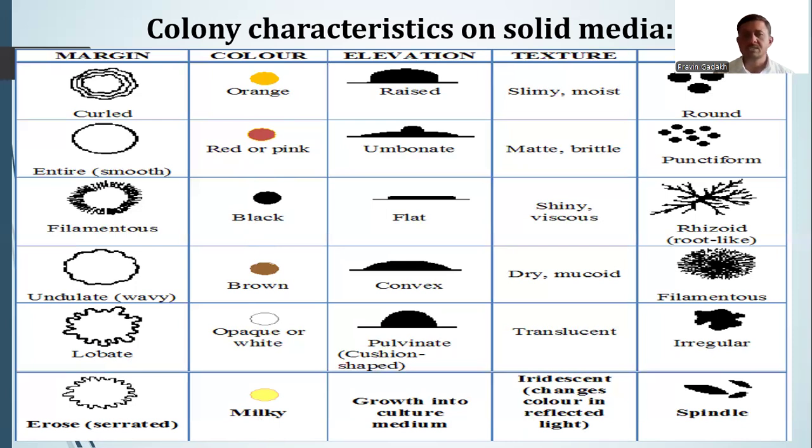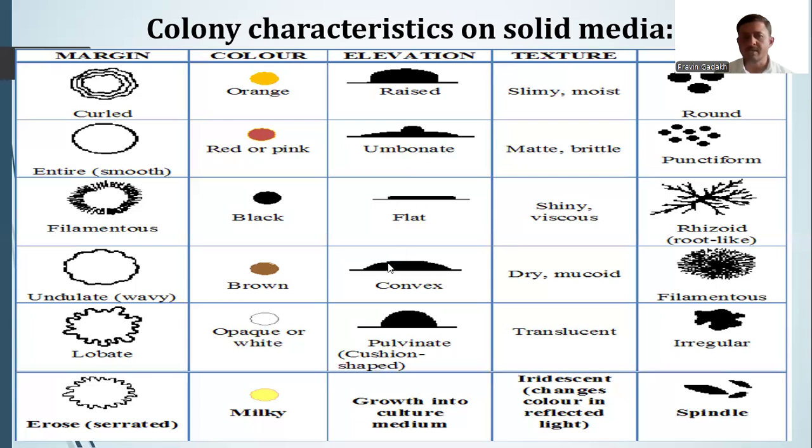When we observe the elevation of the colony closely, we can see different types of elevation patterns in different organisms. If we observe this raised type of appearance of the colony, we report it as raised elevation, quite upward from the surface of the agar plate. This is the convex or umbonate type of elevation, where the center of the colony moves upward on the surface of the agar. And this is the flat type of elevation we can report.